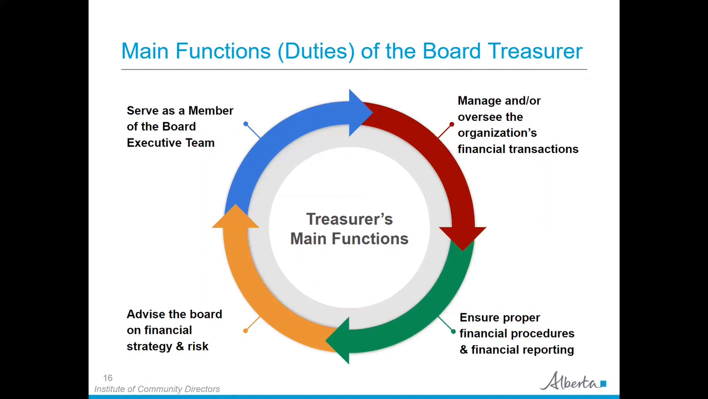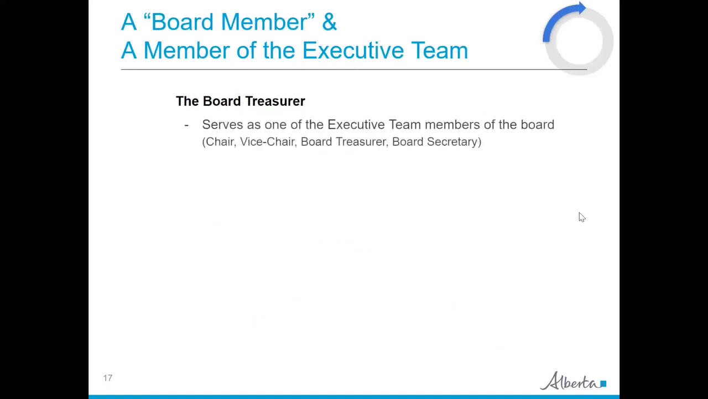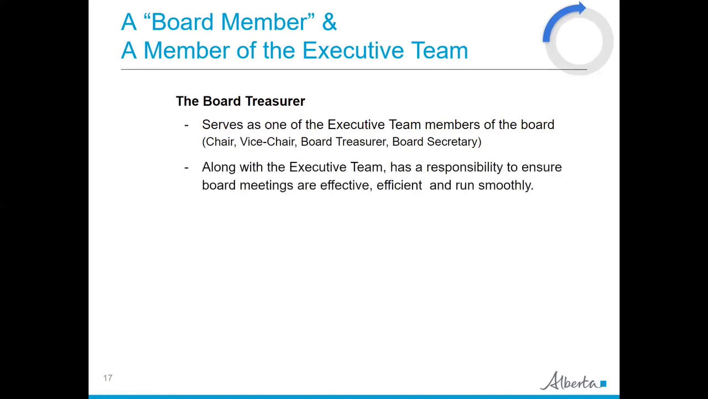Now this brings us to the fourth and final main function or duty of the Treasurer, and that is to serve as a member of the board executive team. The board chair, vice chair, treasurer, and secretary are often part of the executive committee of the board, or as it is sometimes called, the executive team. A key role of the executive team is to plan board meetings and ensure they go well.